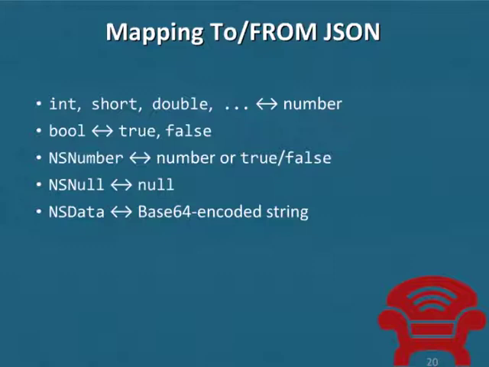NSDate, again, JSON doesn't have a date representation, so this will get converted into a string in the ISO 8601 date format, which seems to be kind of the de facto format for storing dates in JavaScript and JSON. And this goes both ways, right? So if you have a value with an encoded date in the JSON in the document, then it will get read in and converted to an NSDate for you.